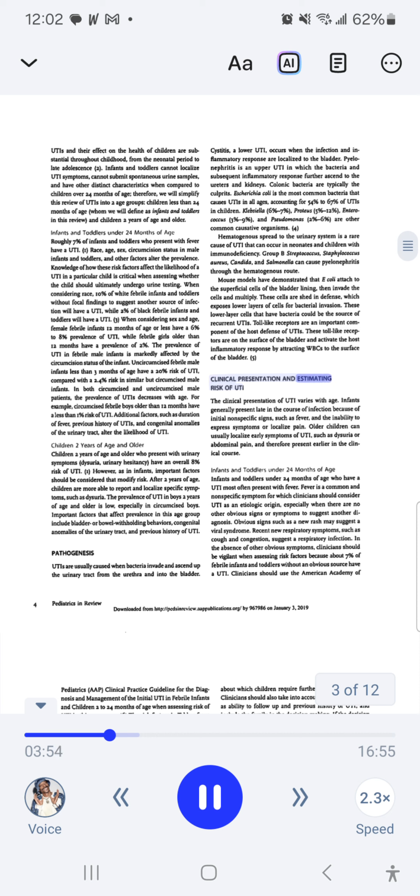5. Clinical presentation and estimating risk of UTI. The clinical presentation of UTI varies with age. Infants generally present late in the course of infection because of initial nonspecific signs, such as fever, and the inability to express symptoms or localize pain. Older children can usually localize early symptoms of UTI, such as dysuria or abdominal pain, and therefore present earlier in the clinical course.